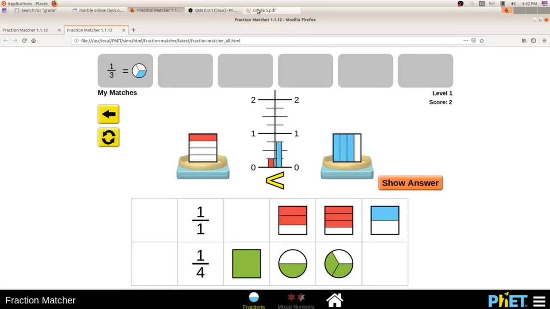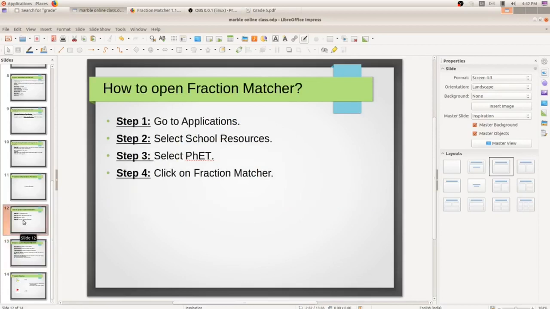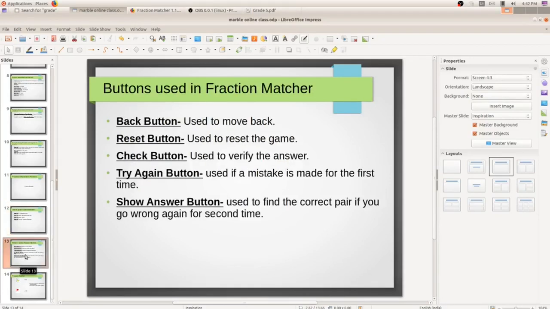Okay, my dear students, so only this much in this chapter. That means how to open the fraction matcher and the buttons used in fraction matcher, and how to play the game I have already shown you. And for more practical classes, when the schools are reopened, we will do it. We will play more levels on this chapter.